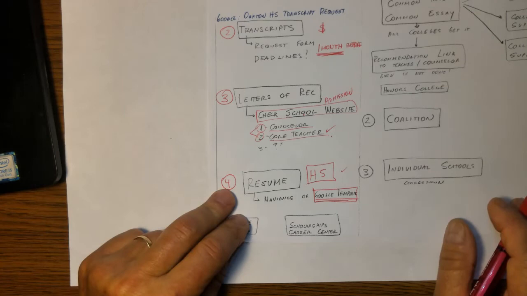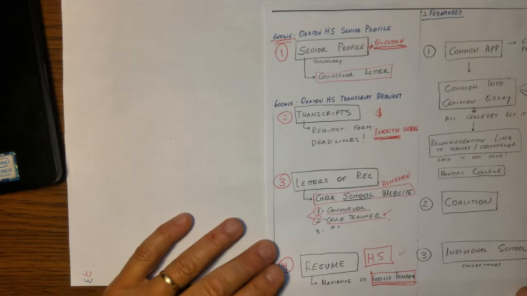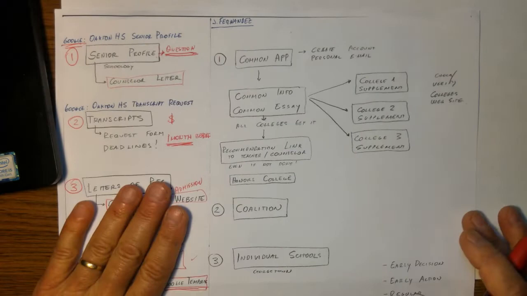All right, so four little documents. If you are going to pick one to get going, senior profile would be my choice. All right, now the process of applying for college for real. So I'm going to magnify here a little bit.